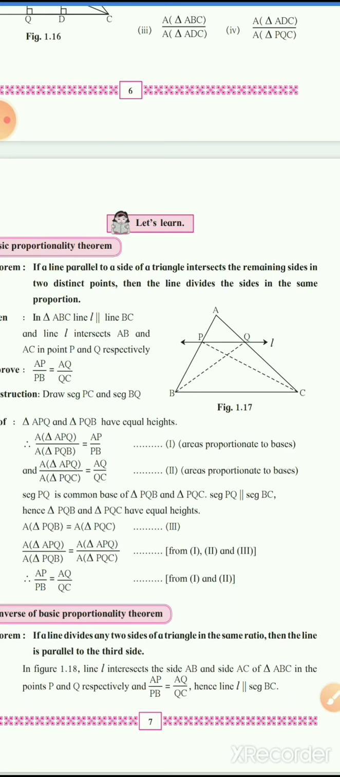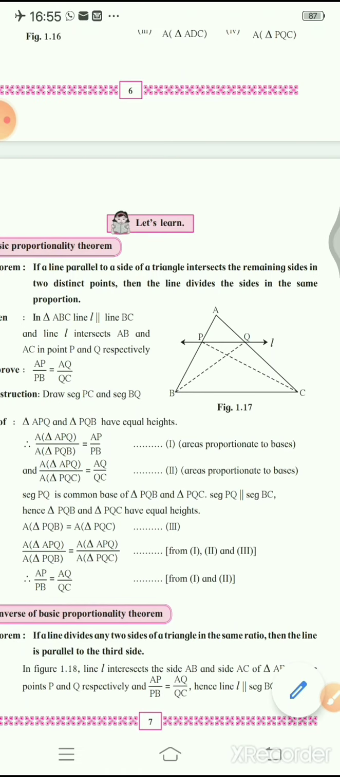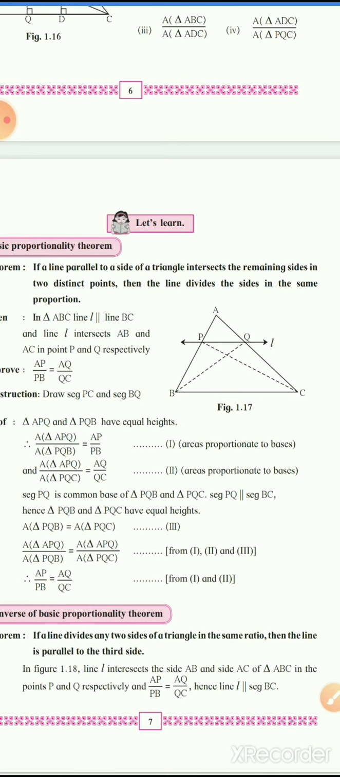So before starting to write given, prove, construction and proof, we have to draw a diagram, means figure, for this theorem. So here let us see in this figure triangle ABC. We can see easily triangle ABC, and here a line parallel to a side of a triangle, means here in this figure line L is parallel to seg BC of a triangle ABC.